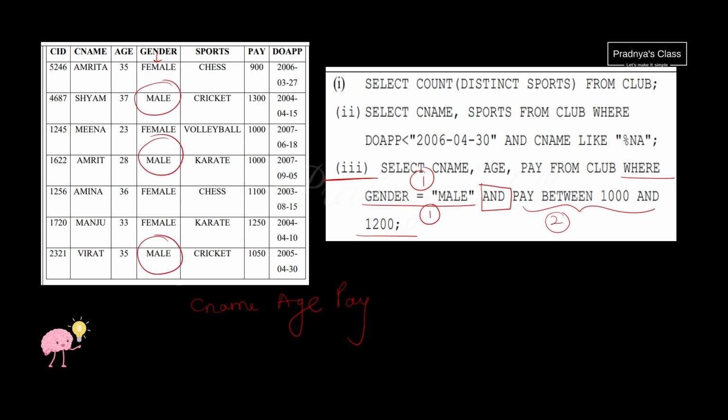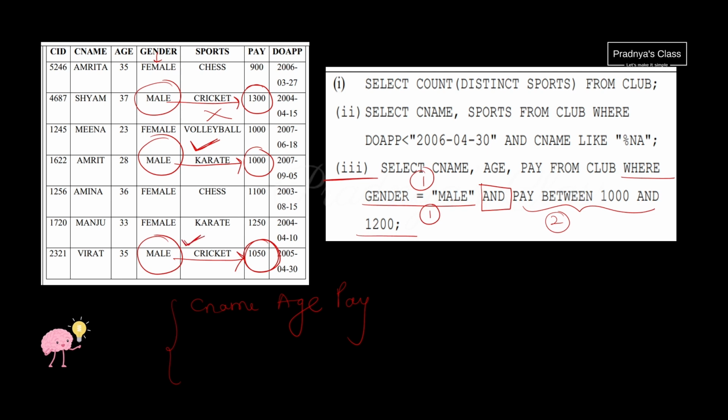Now let's check out the second condition. For this record pay is 1300. It doesn't satisfy the criteria because it is more than the specified range. Look at the next record. Pay is 1000. Yes, this record satisfies both the conditions. Moving ahead to the next record. The pay is 1050. This record also satisfies both the conditions.